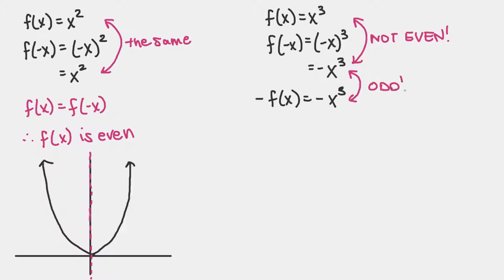So I'll write it out. F of negative x is equal to negative f of x. Therefore, the function is odd.